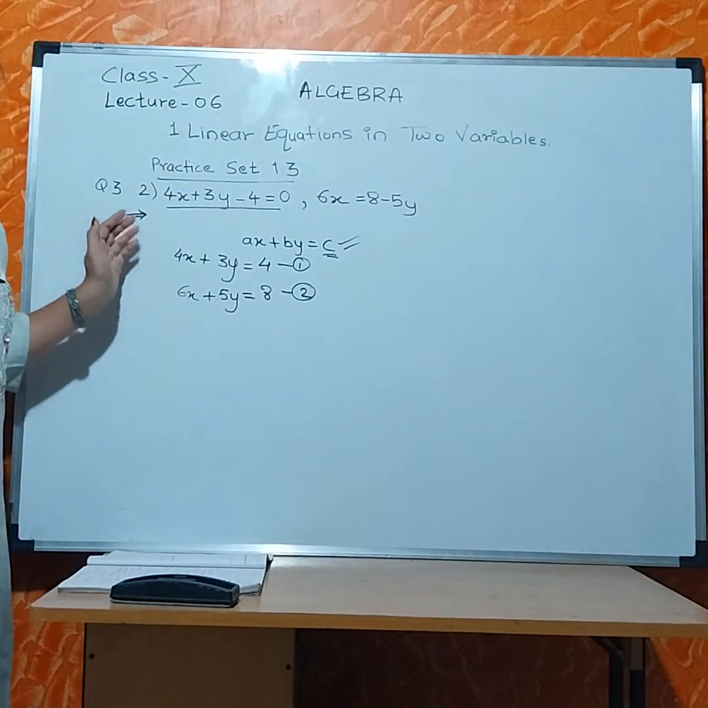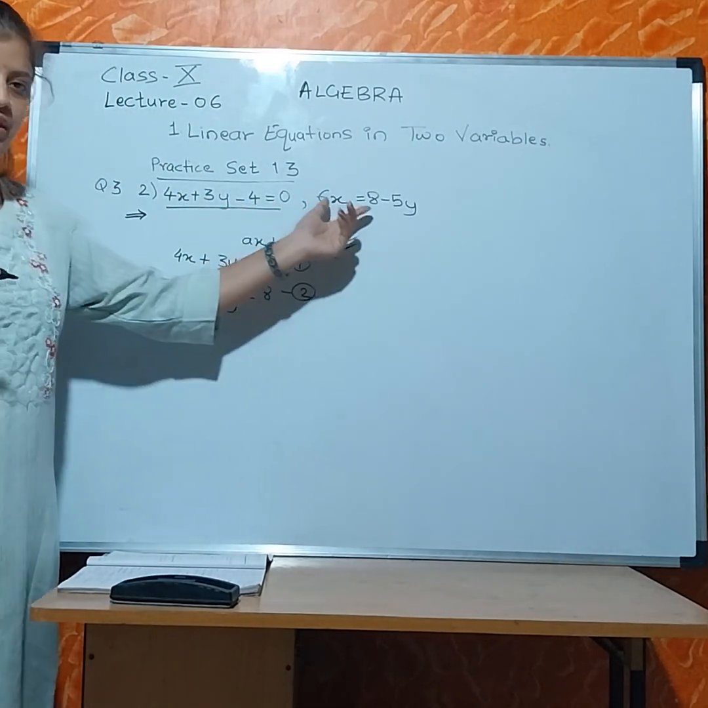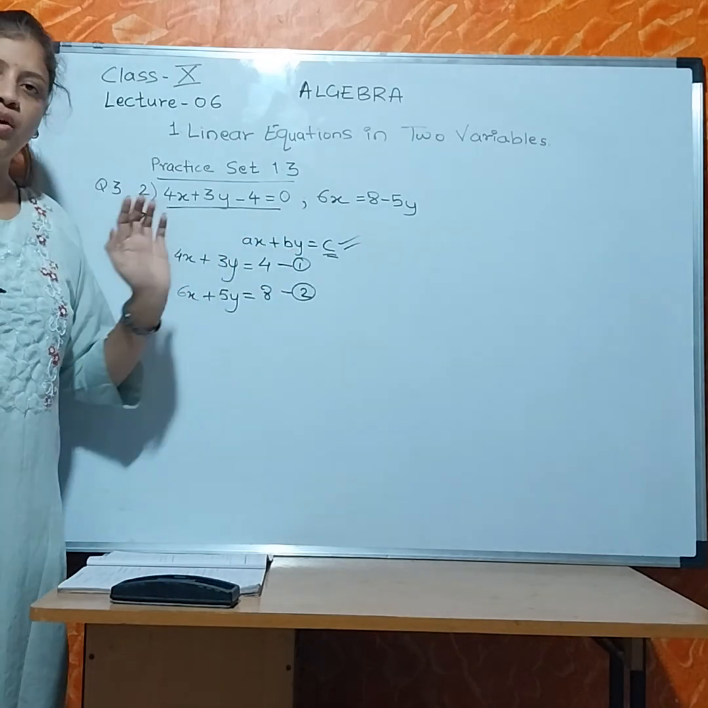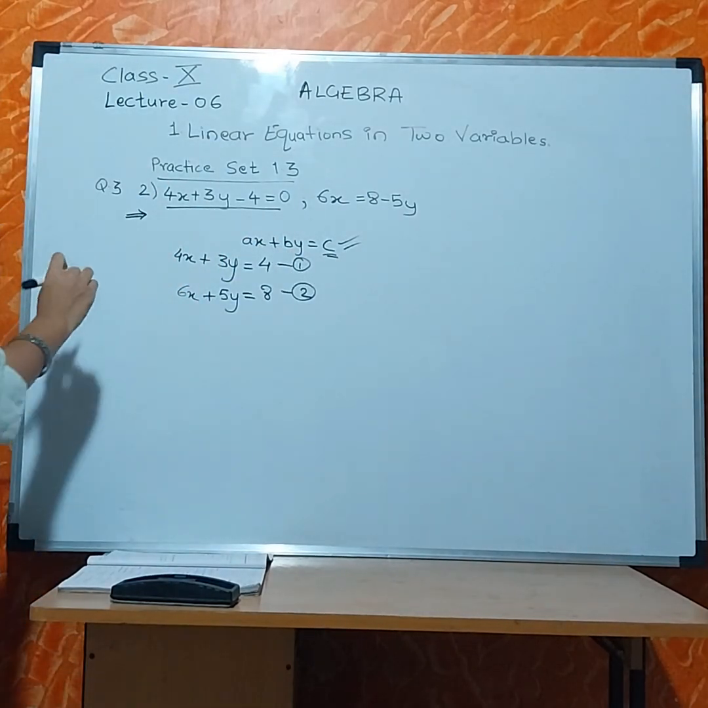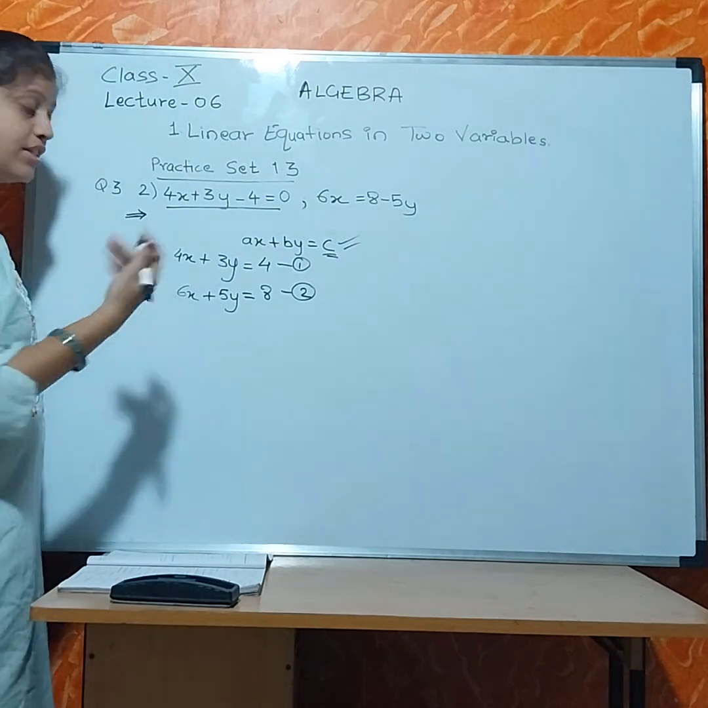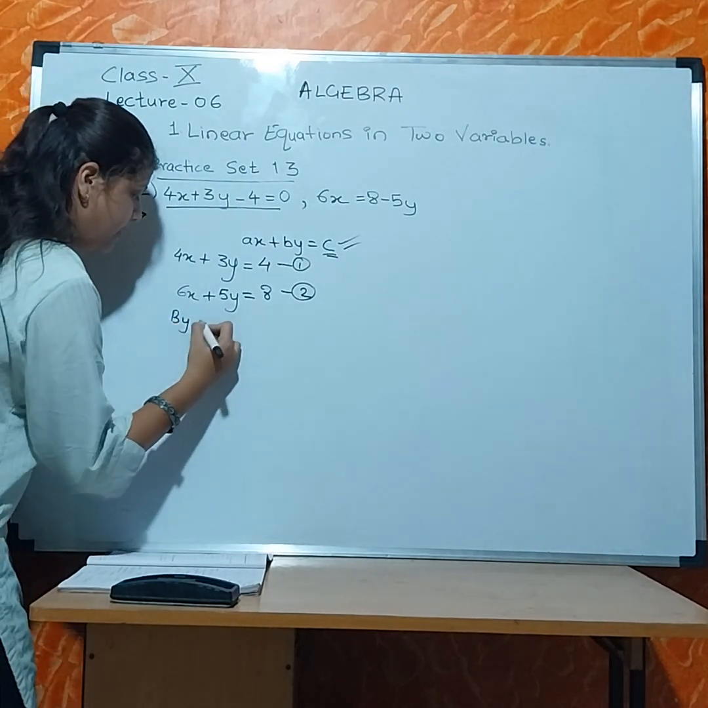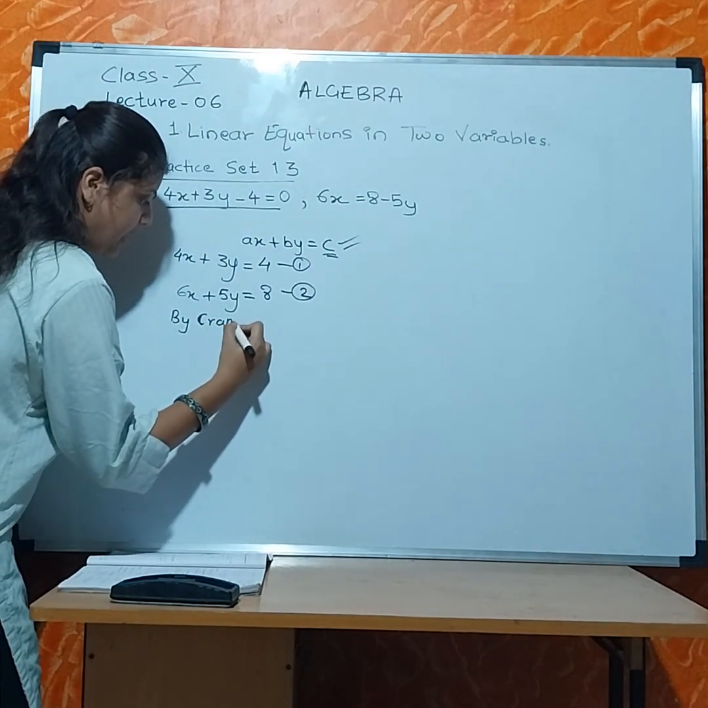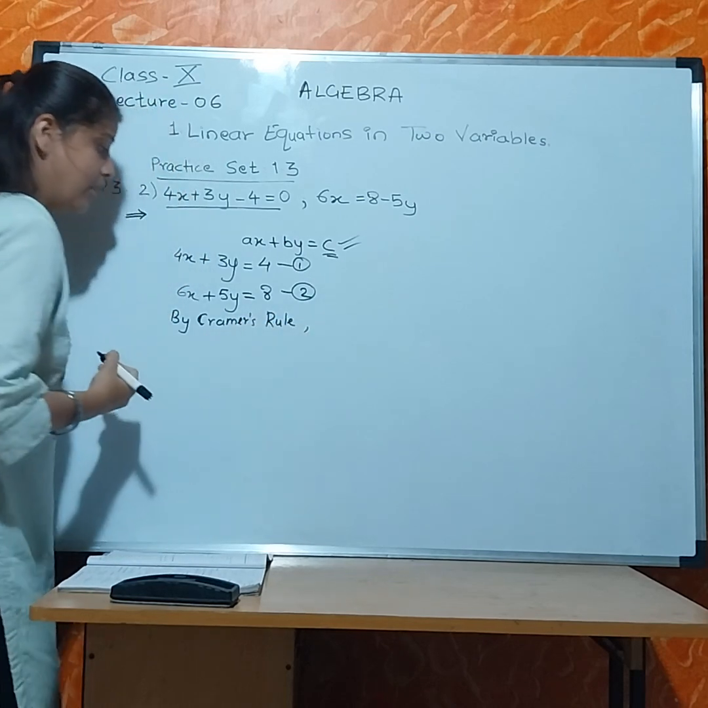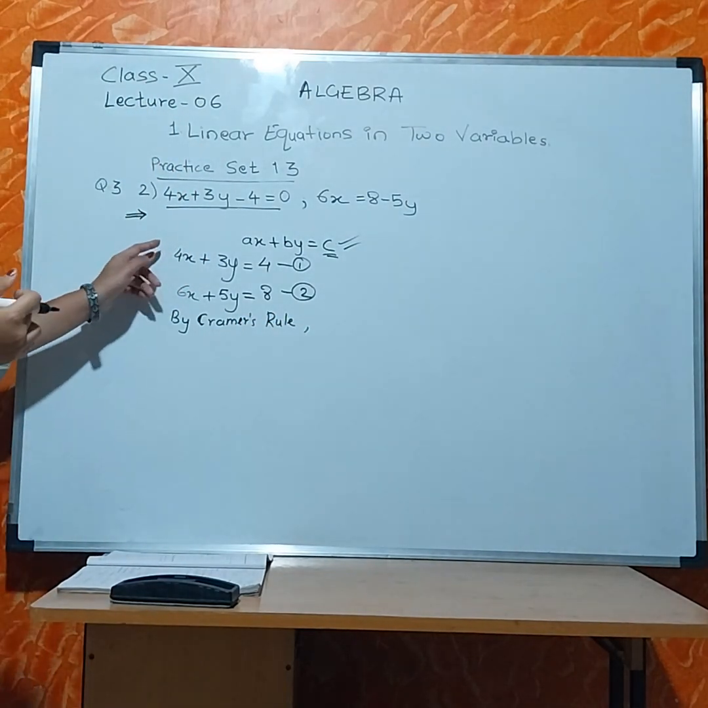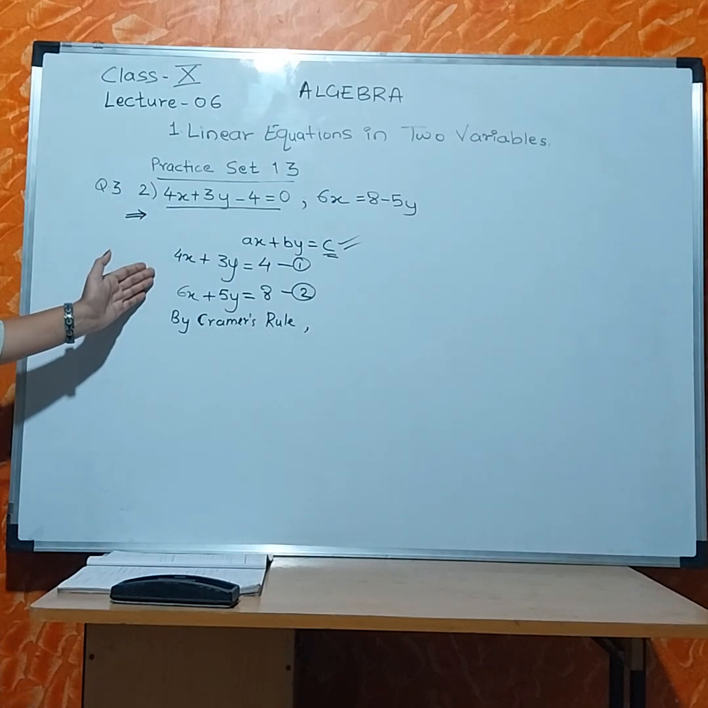Understood? This is our first step. Always see whether both equations are in general form or not. If not, then you have to convert them in the same way. Now, let us solve these equations by which method? By Cramer's rule. Now, the first step we have already completed here.